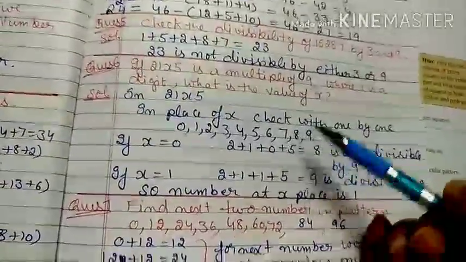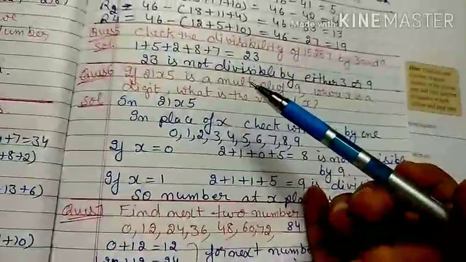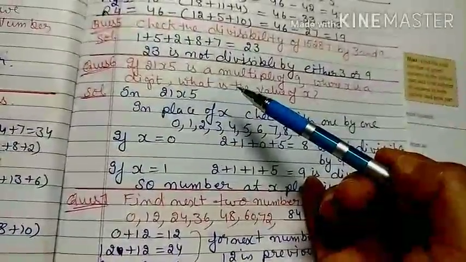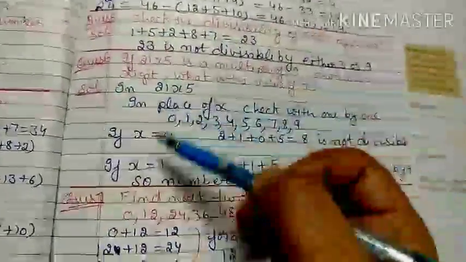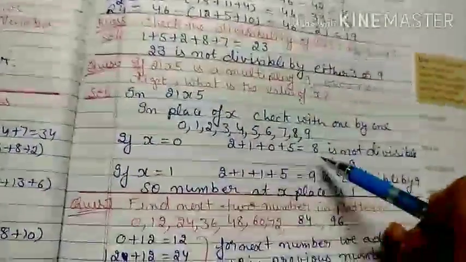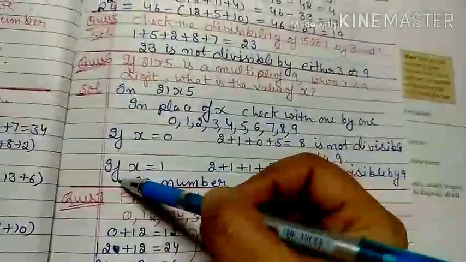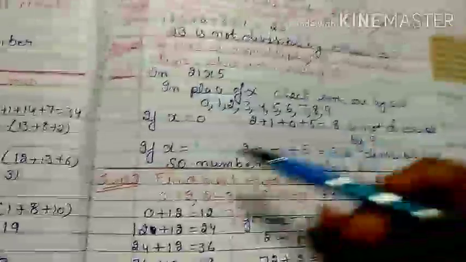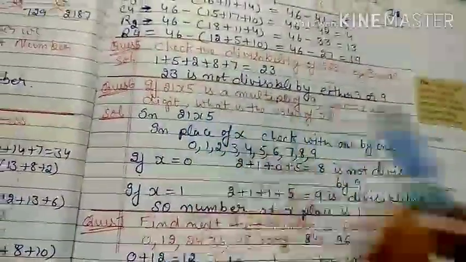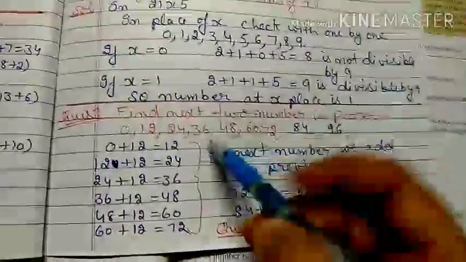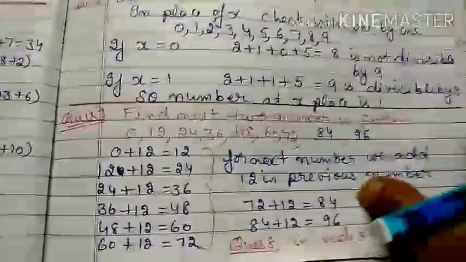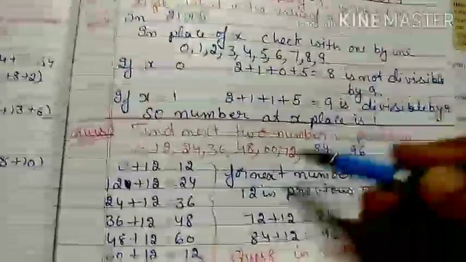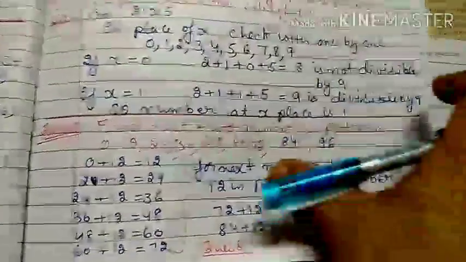One by one I will put all the digits here to check whether this number is divisible by 9 or not. Wherever any number passes the divisibility test, we consider that number is divisible by 9. So first we consider if x is equal to 0, that gives me 8, which is not divisible by 9. Now if x is equal to 1, that is divisible by 9, that means 2115 is my required number. Next, here also when you check the pattern, if you add 12 to the previous number, it gives you the next number. So this way you have to identify that in the previous number you added 12 to find the next number. Now next is your question number 8.